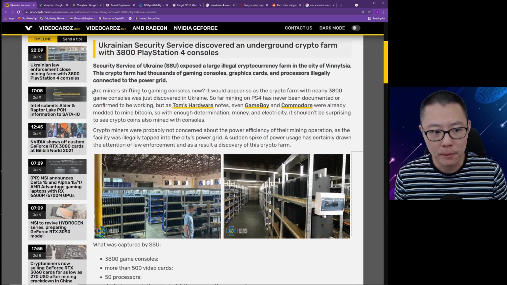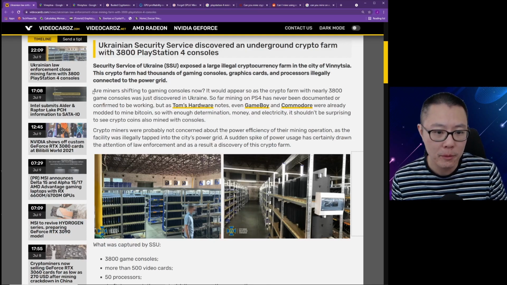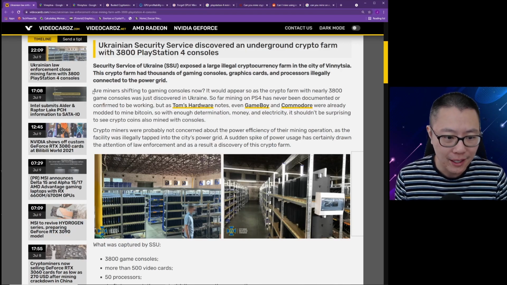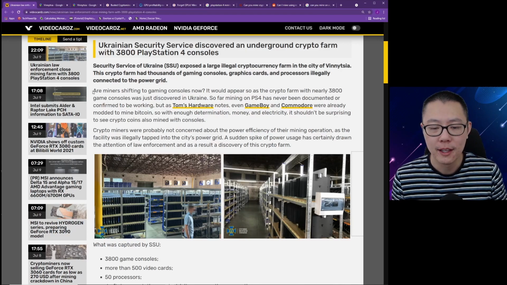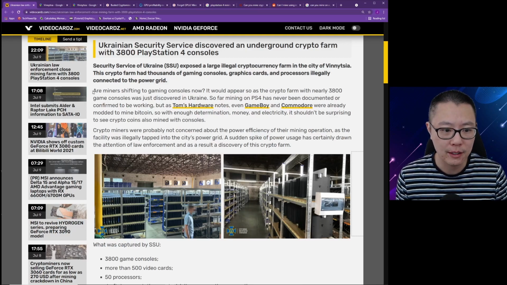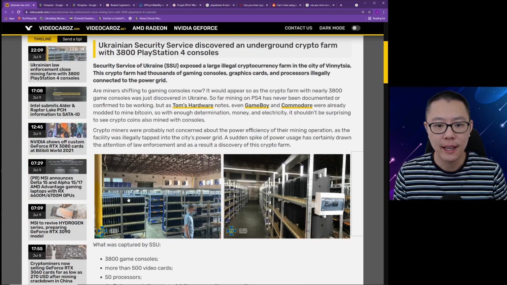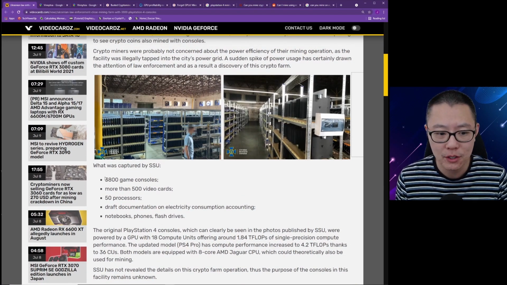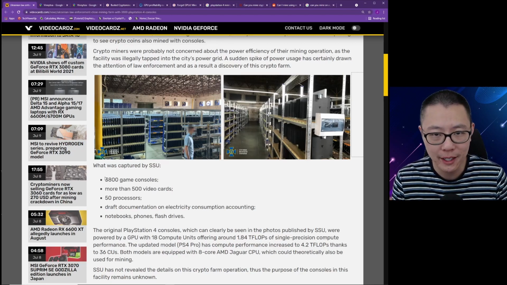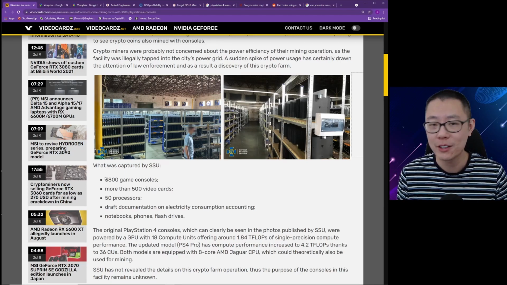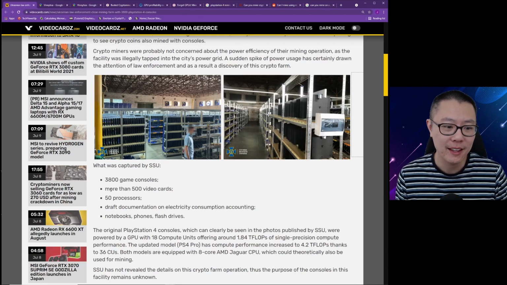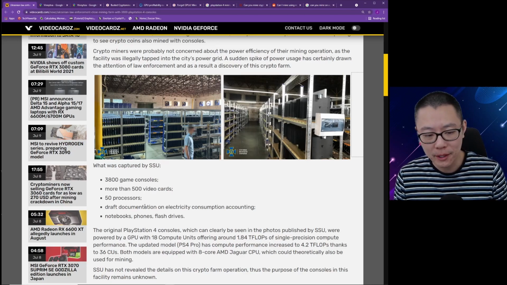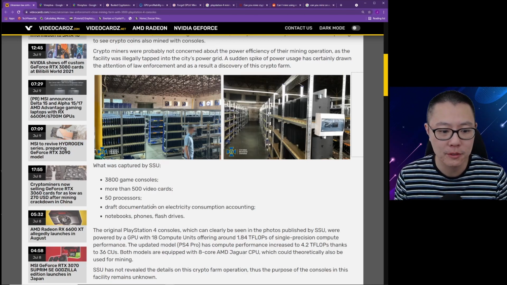Now, this is the important bit. It says here, crypto miners were probably not concerned about the power efficiency of their mining operation, as the facility was illegally tapped into the city's power grid. A sudden spike of power usage has certainly drawn the attention of law enforcement, and as a result, the discovery of this crypto farm. Now, they captured 3,800 game consoles. I know that probably doesn't seem like a lot, but when you do the numbers, it actually is quite a lot. They've got more than 500 video cards, 50 processors, draft documentation, electricity consumption accounting, notebooks, phones, and flash drives.